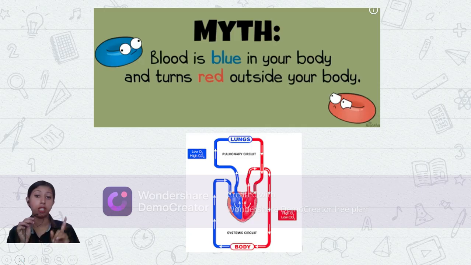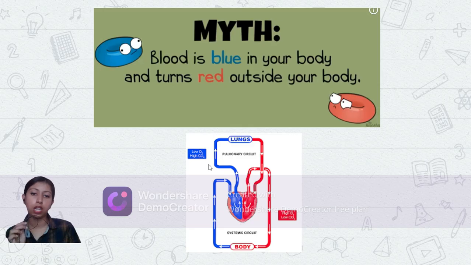Definitely not, because in the previous slide we have already learned that the coloration of the blood is provided by the hemoglobin pigment, which gives blood its red coloration. So whether it is inside our body or outside our body, blood is red in color. Its intensity might vary, but still it is red in color.